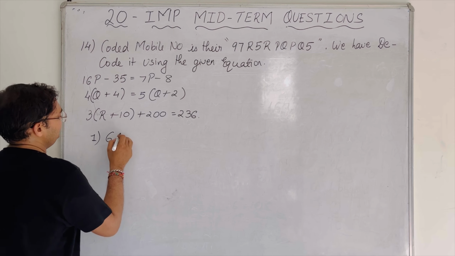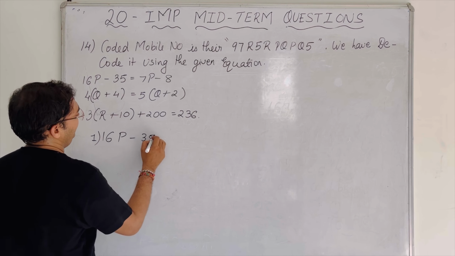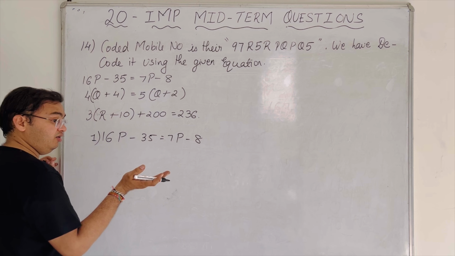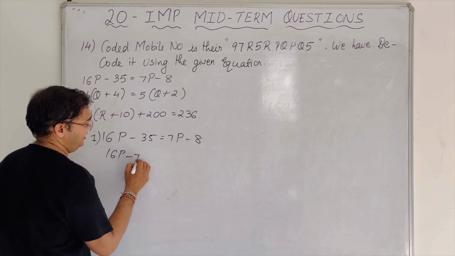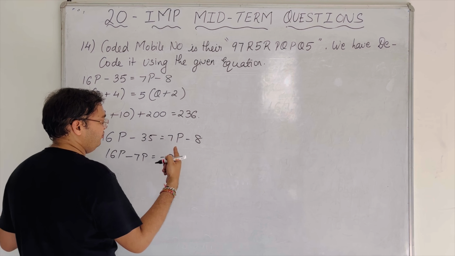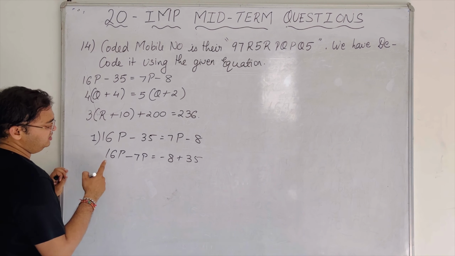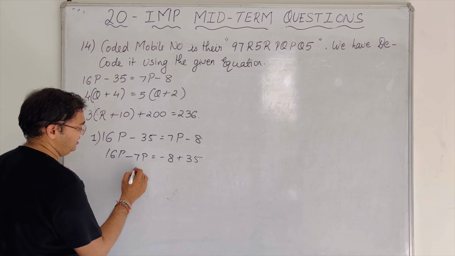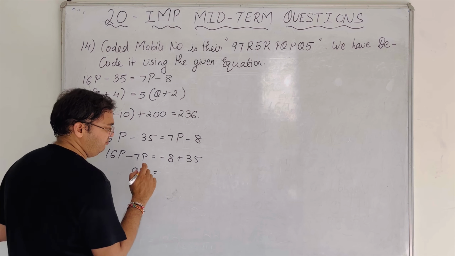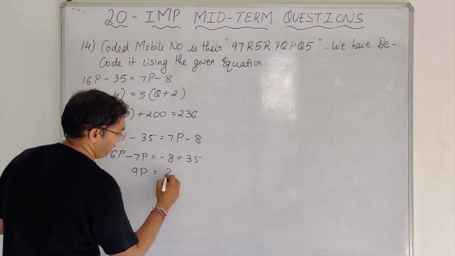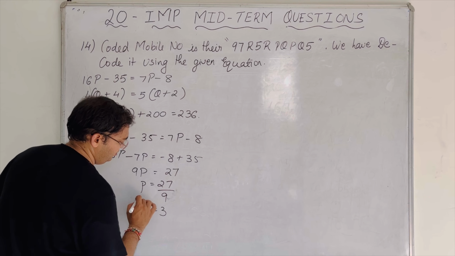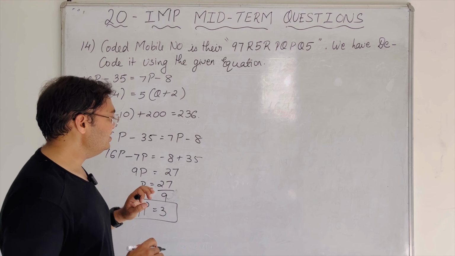First equation, that is 16p minus 35 equals to 7p minus 8. So we will collect all the variables on one side, that is 16p minus 7p equals to minus 8, constant over here. We are shifting these constants from left to right, plus 35. So 16p minus 7p, that is 9p equals to minus 8 plus 35, which gives 27. So your p value is equals to 27 upon 9. So p is equals to 3 because 9 threes are 27.